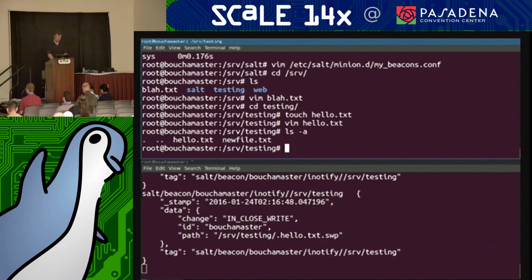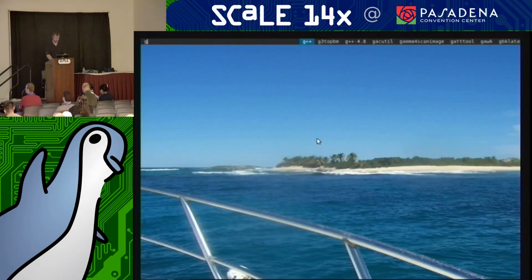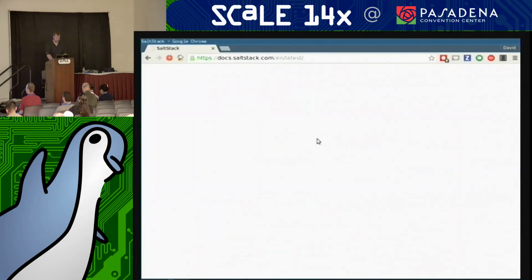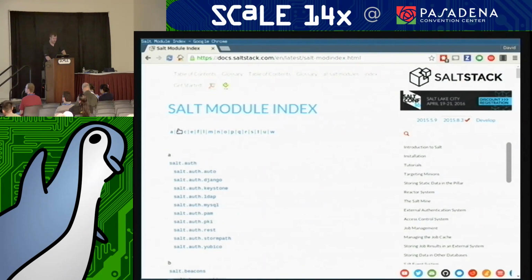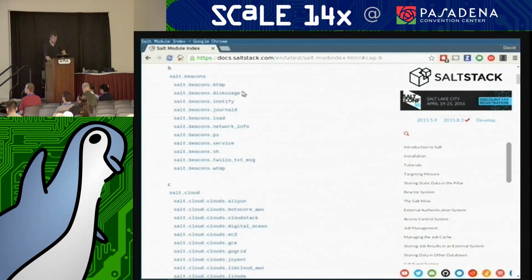There are a variety of modules. If we come here to the beacons section, we have a disk usage beacon. This one allows you to set thresholds for notifications to be sent. So you can say, if you ever get above 85% on these specific file systems, send us a notification, that type of thing. Then there's journald for systemd.